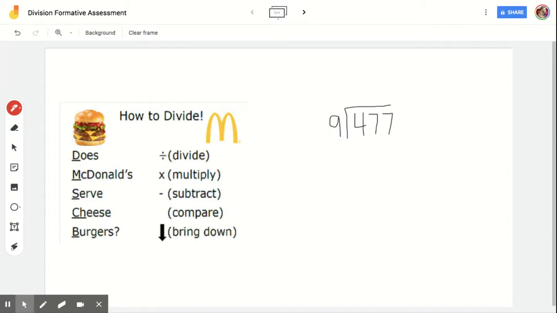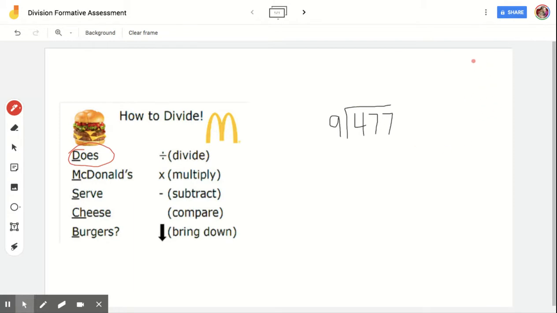When you're splitting something or sharing something equally, that's going to involve division. So I'm going to go through the steps on how to solve this division problem using "Does McDonald's Serve Cheeseburgers" to help us. Our first step is "does." I'm going to be doing that in red. The first step is divide. So we're going to see how many times 9 can go into 4.